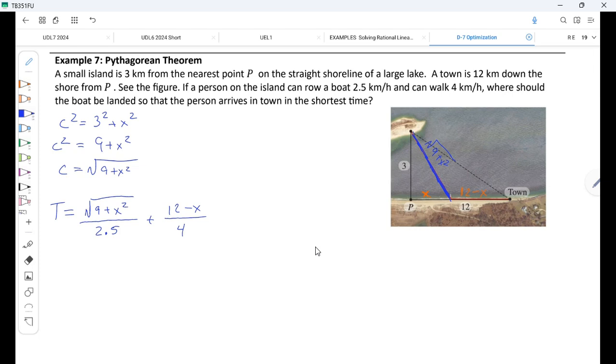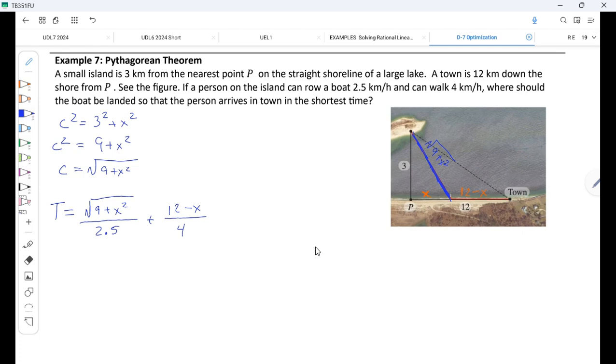So I have written a function for the time it'll take me to get to town. That function depends on what point I decide to row to. That's what the x value is. So how far away from P I decide to row to kind of locks me in place there. That's the thing I need to take the derivative of.